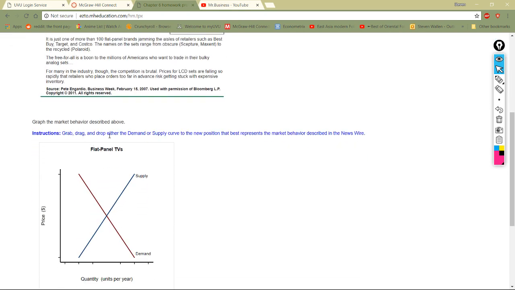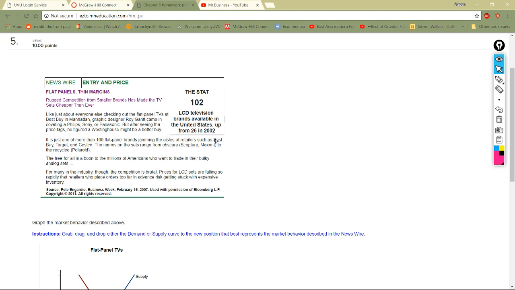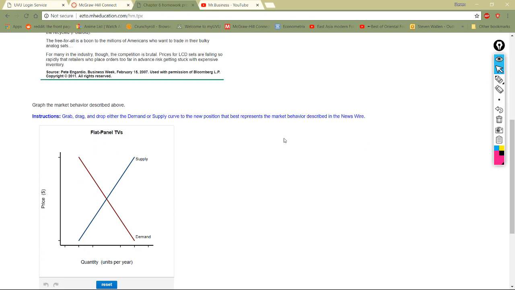So this one says, grab and drag and drop either the demand or supply curve to a new position that best represents the market behavior described in the Newswire. In the Newswire, we got all these brands that are coming in out of nowhere. So we have more brands in there. For many in the industry, though, the competition is brutal. Prices for LCD sets are falling so rapidly that retailers who place orders too far in advance risk getting stuck with expensive inventory. So just tons of people are going into it. Supply is going crazy on this. It's a free-for-all boom to the millions of Americans who want to trade in their bulky analog sets, because everyone's trying to cash in. Everyone's moving in, and we're seeing an increase in supply.